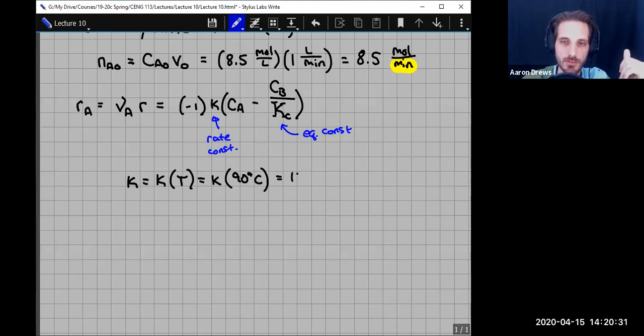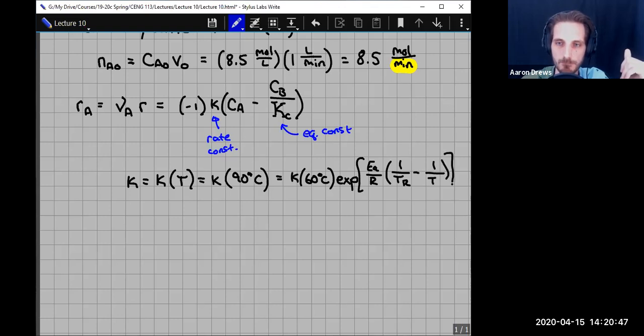So K at 90 degrees C is equal to K at 60 degrees C times the exponential of E sub A over R, 1 over T sub R minus 1 over T. Let's get my parenthesis here. And so we've got two T's to deal with inside of there. The K of 60 degrees C, that's the one that was given to us as 0.06 per hour. The T sub R is the temperature at which that was given, which I just wrote there a moment ago, was 60 degrees C.